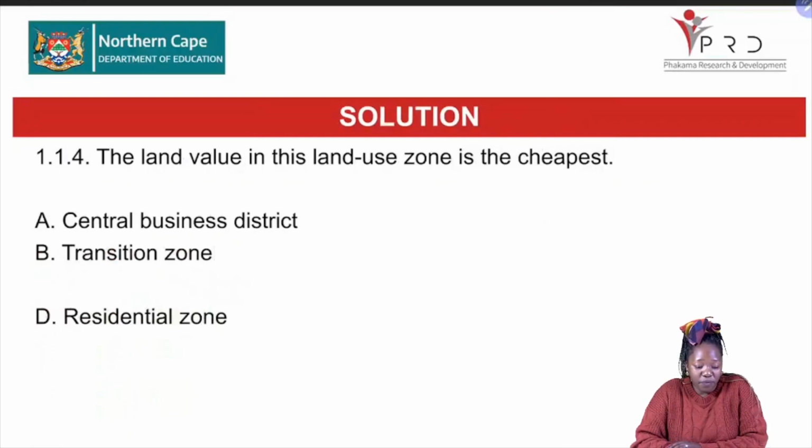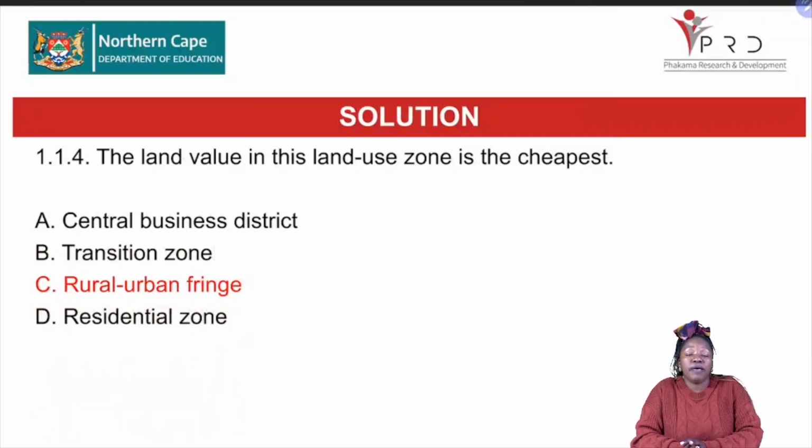Right, I believe we are done. So again, we were looking at the land use value that is the cheapest. So we have our option C, which is your rural urban fringe. Remember, your rural urban fringe is in the outskirts between the rural as well as the urban, and the land there is cheap, and we said the much land is available. So therefore, remember, most of the industries such as your airports as well as your golf course, they prefer to be in the rural urban fringe.